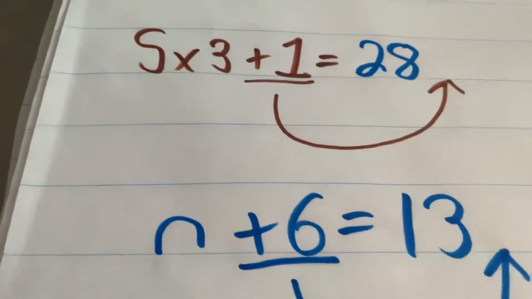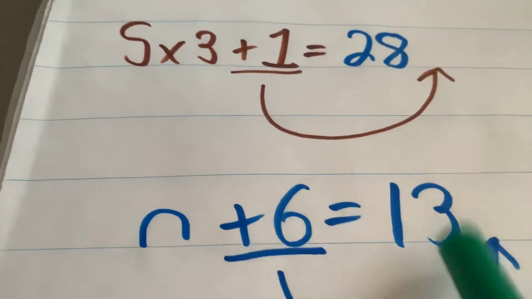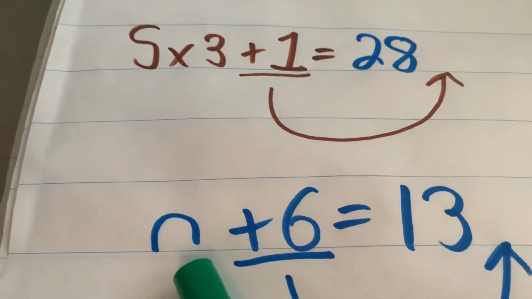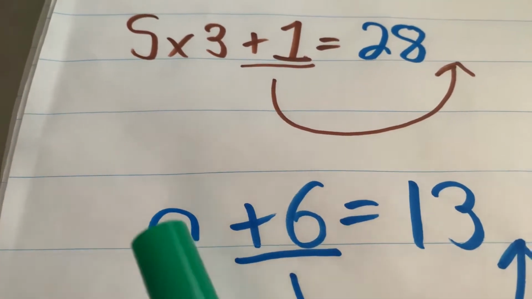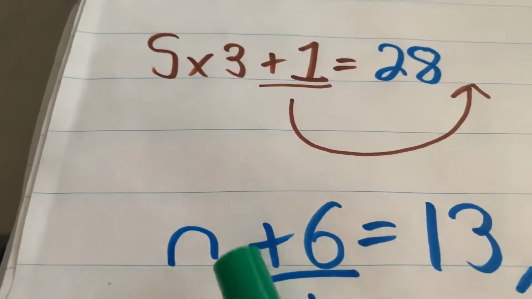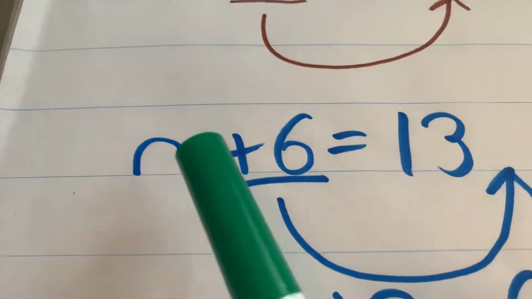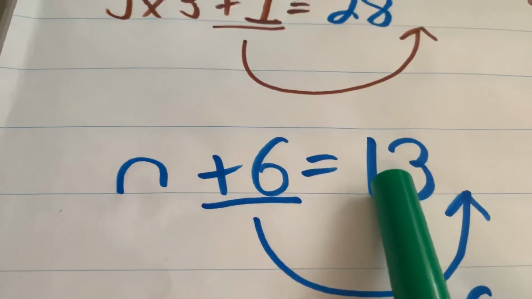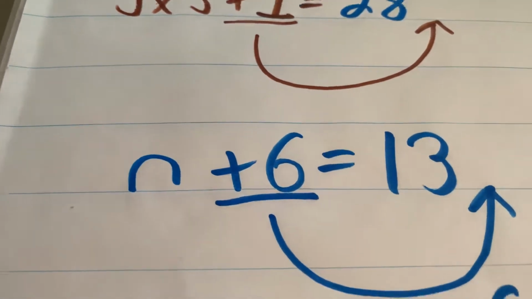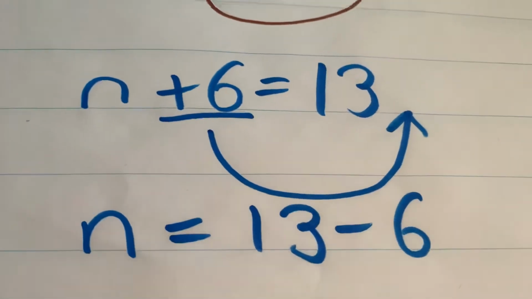Let's say I had n plus 6 equals 13. So a number plus 6 equals 13. According to the rules of inspection, I want to get this n by itself. I want to get this n as the only thing on the left side of the equal sign. I want the plus 6 over here where the 13 is. So I'm going to move my plus 6 over to where the 13 is. But because my plus 6 is crossing the equal sign, it changes operations. So it goes to the opposite. Instead of plus 6, it becomes minus 6.